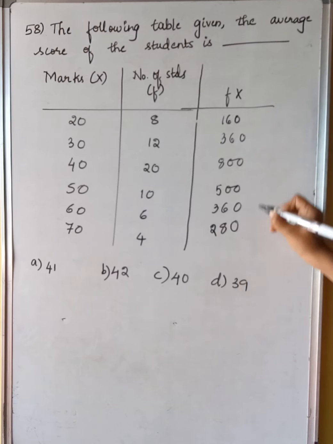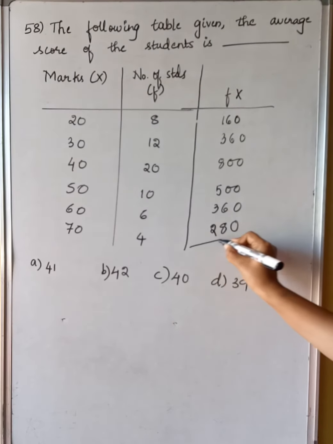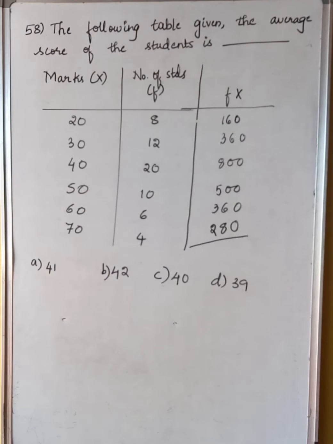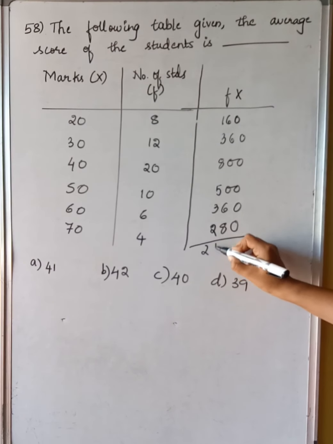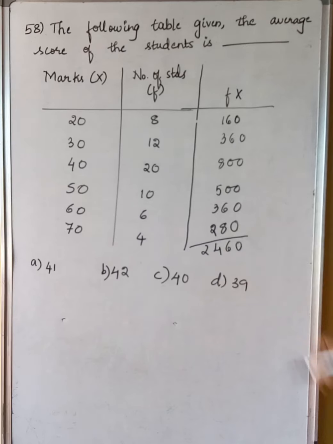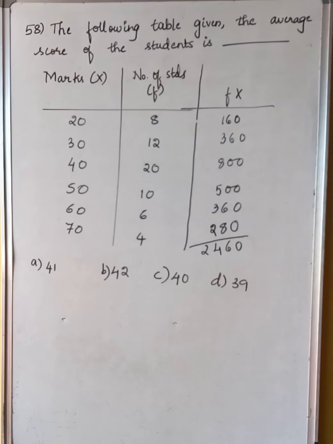Now the sum of all these observations, sum of all f of x. When I add all these terms, that is 160, 360, 800, 500, 360 and 280, and the rest, so in total what I'll be getting is 2460. This is nothing but sigma of f of x.